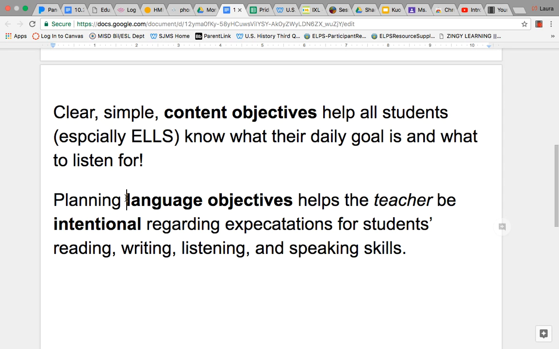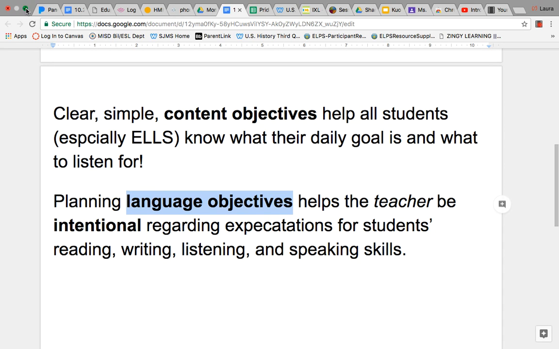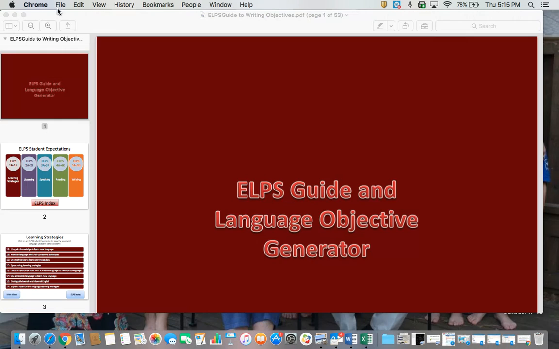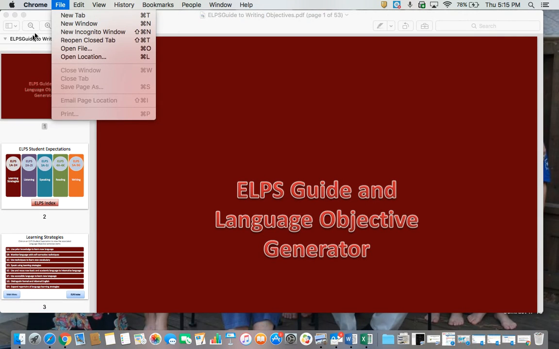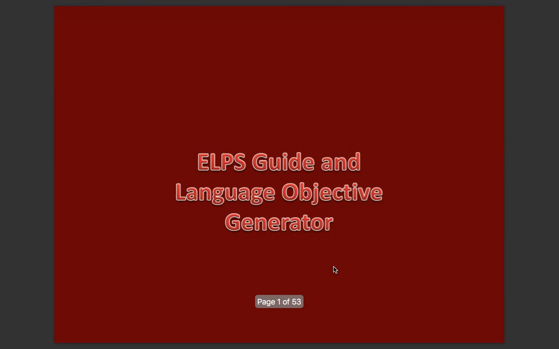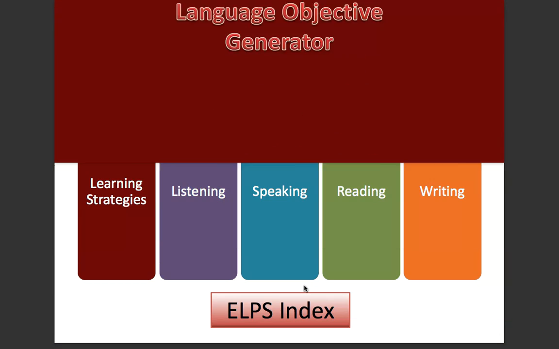So I think this is an area that we could grow in as a campus, and I just wanted to give you a couple of tools that I use that hopefully will be helpful to you. This is a language objective generator. It's really easy to use. You can just put it on your desktop.